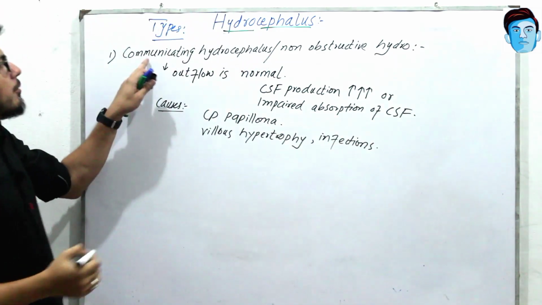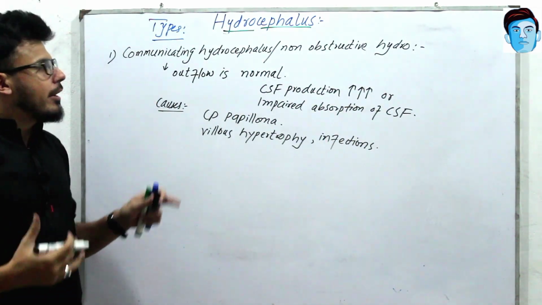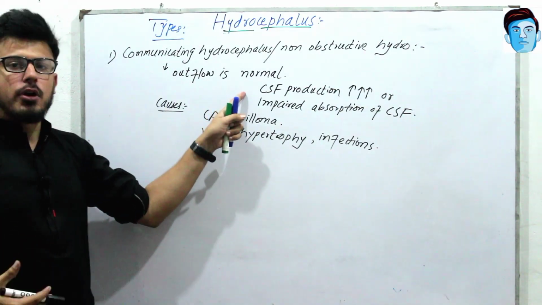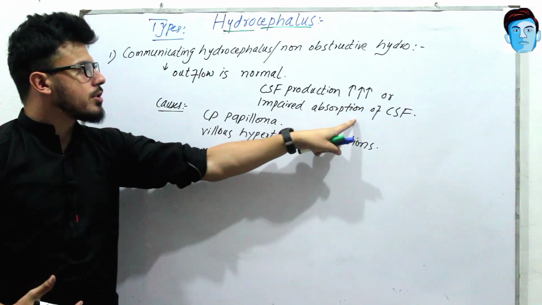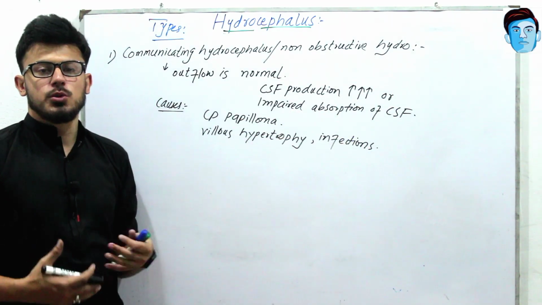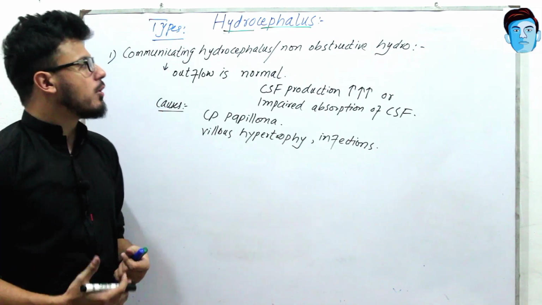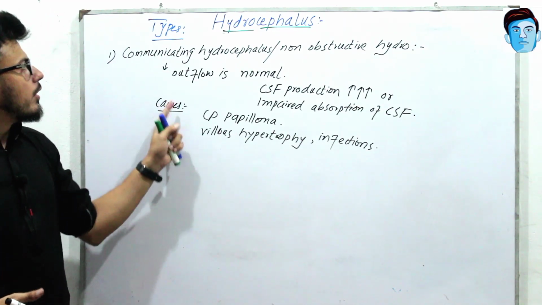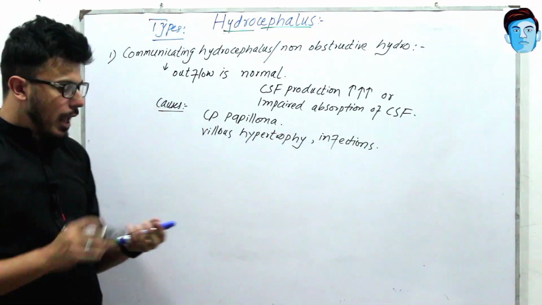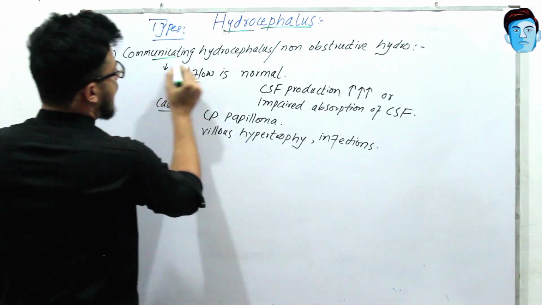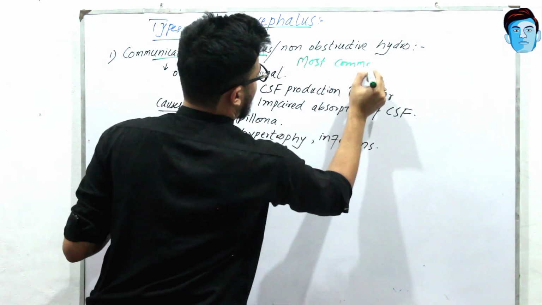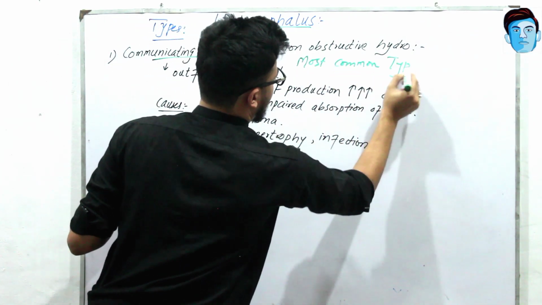So, in communicating hydrocephalus, the ventricles are communicating with each other, but CSF production is high, or there is impaired absorption of CSF, which leads to the enlargement of the ventricles. The causes are choroid plexus papilloma, villus hypertrophy, and infection. And always remember that communicating hydrocephalus is the most common type of hydrocephalus.